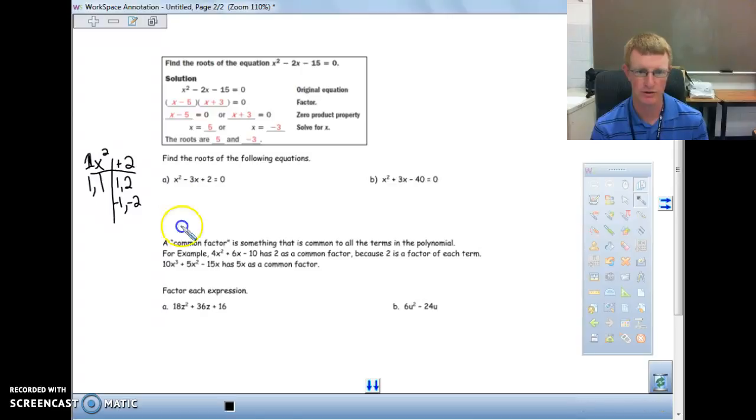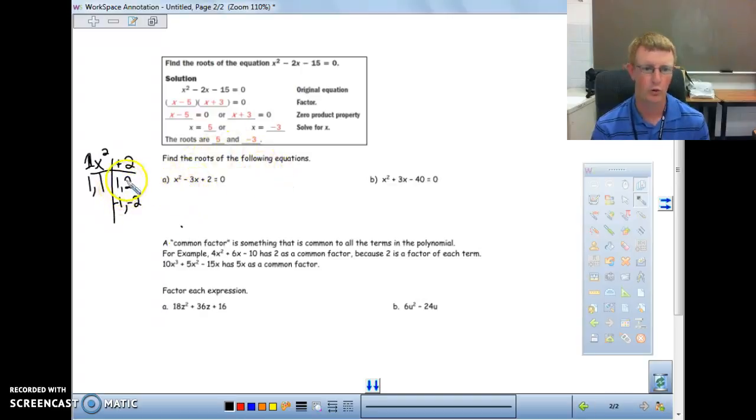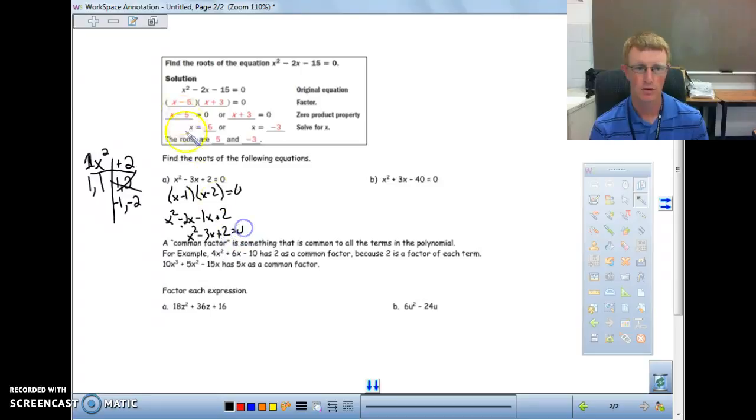And I know that you already have it written down, so you can write it off to the side. So we're done. This is not working. So now we have to do the next one. X minus 1, x minus 2, and then you check it. X squared minus 2x minus 1x plus 2. And that's exactly what we're looking for. So now, because we know that this is the good factor, we can now solve each one of these. When is x minus 1 equal to 0? At x equals 1. When is x minus 2 equals 0? At x equals 2. So there's our two solutions.